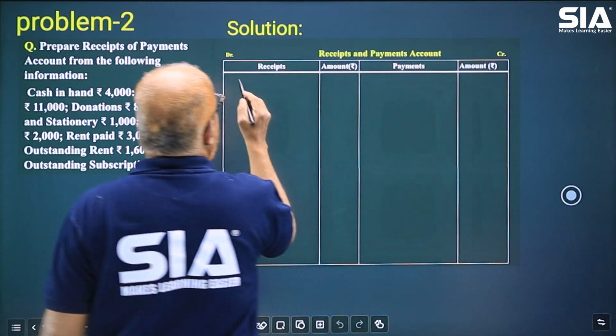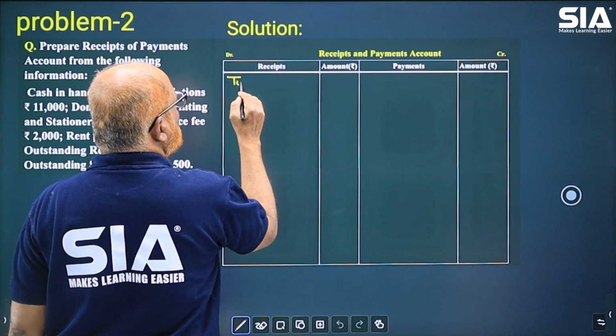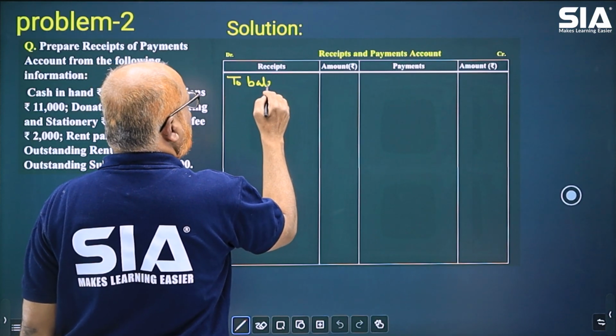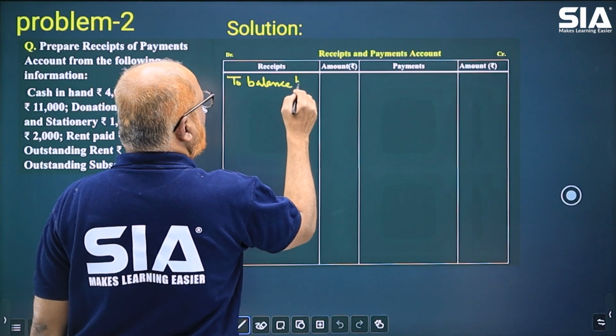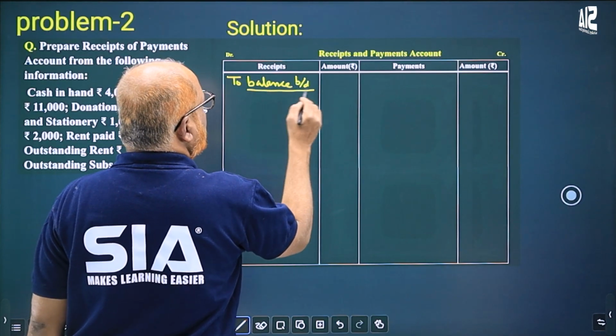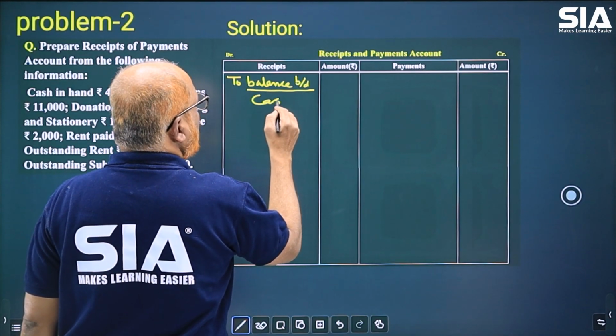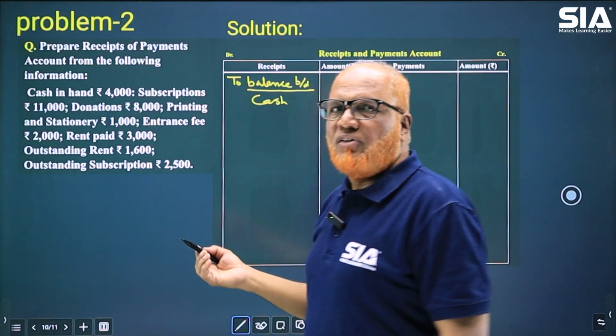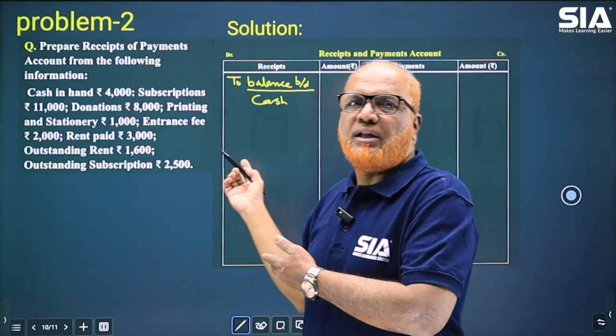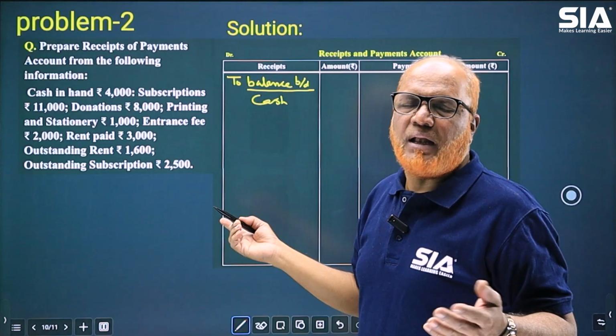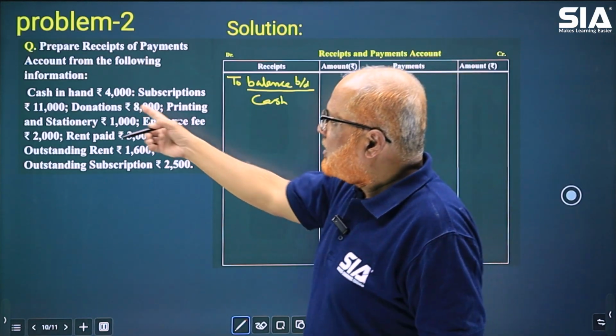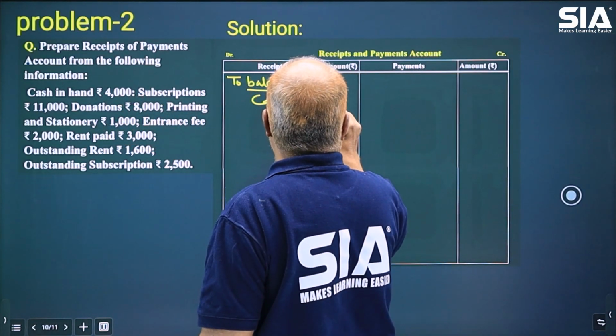So opening cash, I'm taking on the debit side as balance brought down cash. Remember, we don't have a bank balance. If a bank balance had been there, we would have taken it on the debit side, but there is no bank balance. Ignore it, only cash. So cash in hand is 4,000.